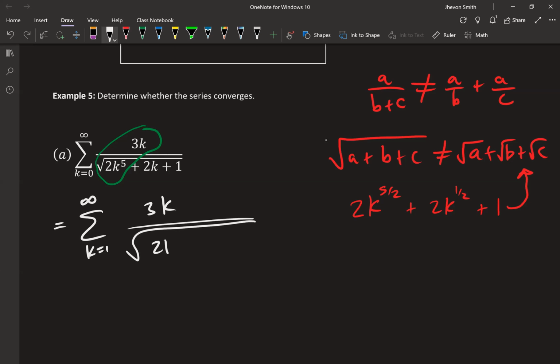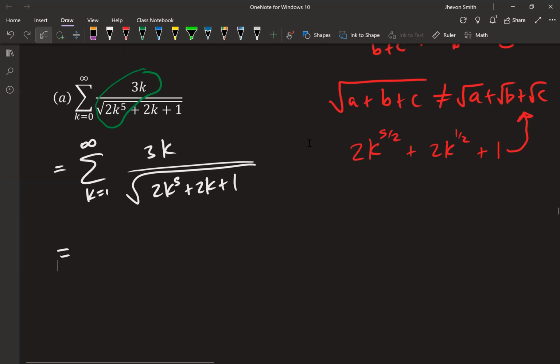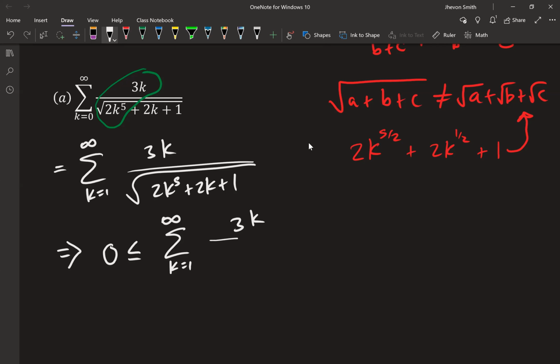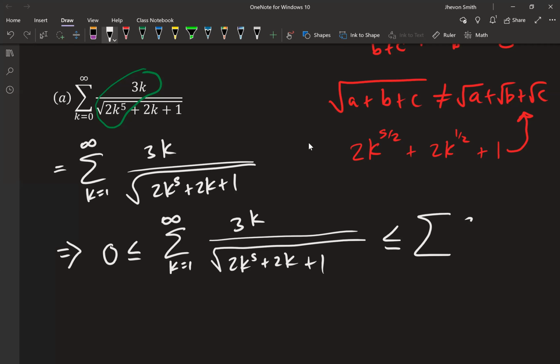So what I want to tell you, Jhevon, speaking of one of the formulas that you saw earlier, 0 less than or equal to a to the base n less than or equal to the b to the base n. However, your a would probably be the 3k, and the b would just be the 2k to the fifth power plus 2k plus 1. Therefore, essentially, what you're going to end up with is this guy that you care about is going to be less than or equal to this guy over here. So we're not saying they're equal because they're not. They're potentially less than or equal to.